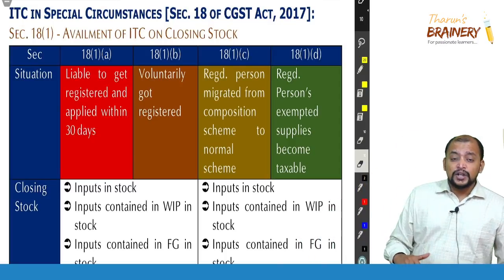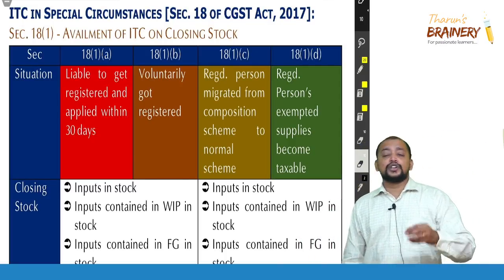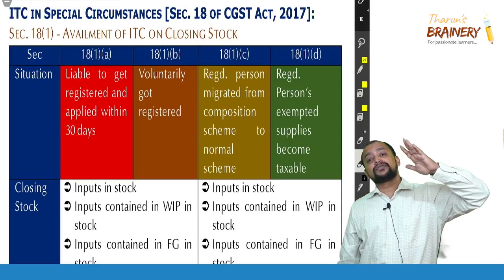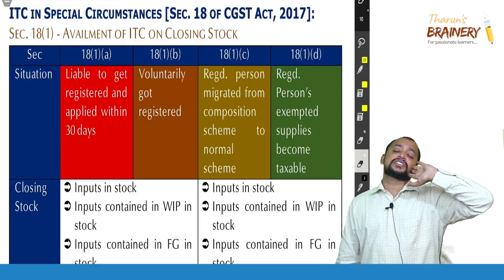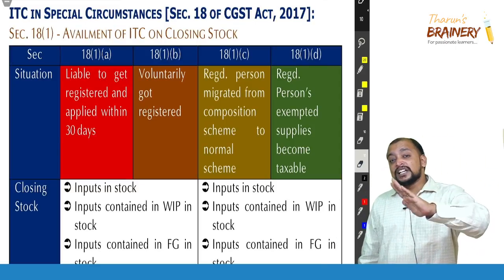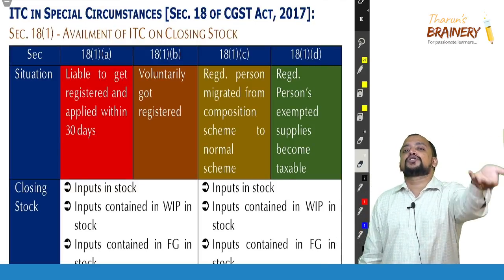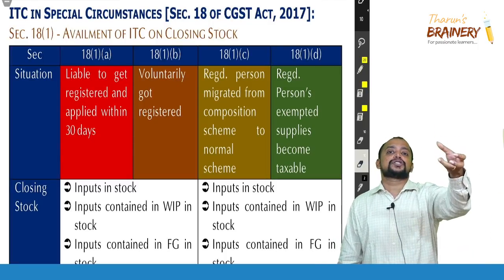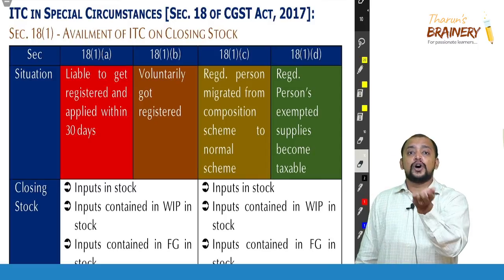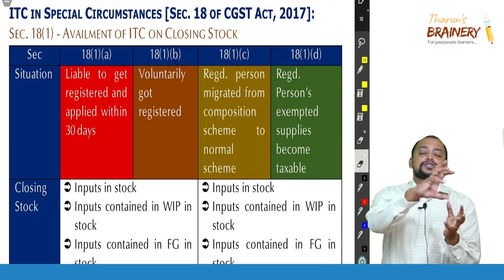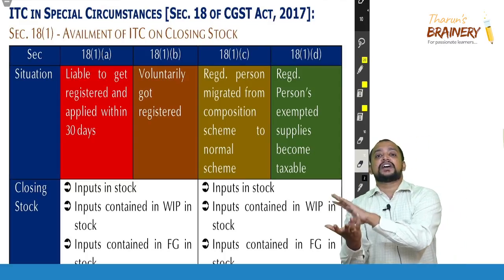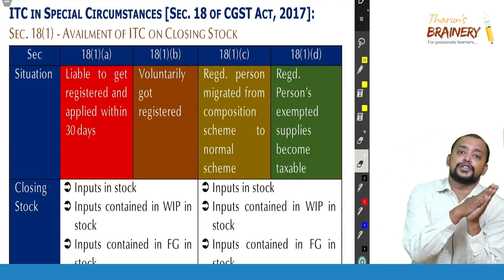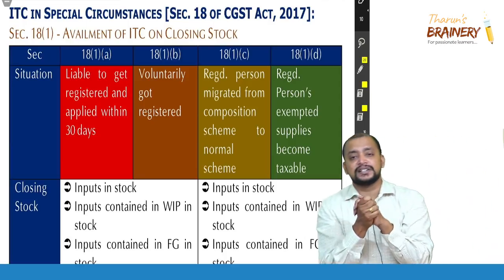18.1a is that you are liable to get registered and you made application for registration within 30 days. Now so much of the GST paid on closing stock, immediately before the date you are liable to get registered, you can take as ITC, because that closing stock will be used for making outward supplies after the date you are liable to get registered. So you can enjoy the credit on the closing stock. Again I am repeating, please listen carefully.